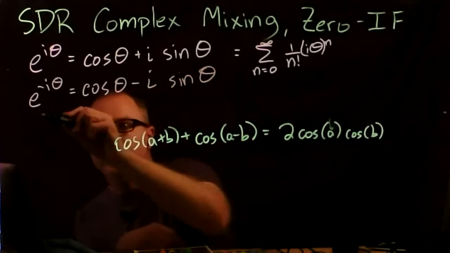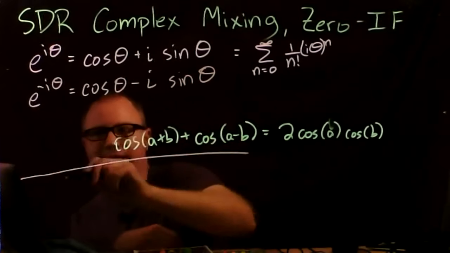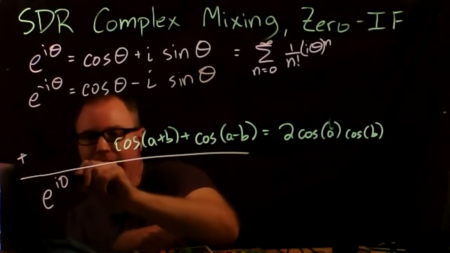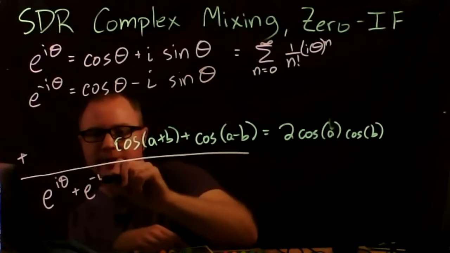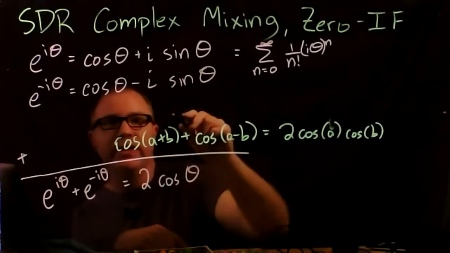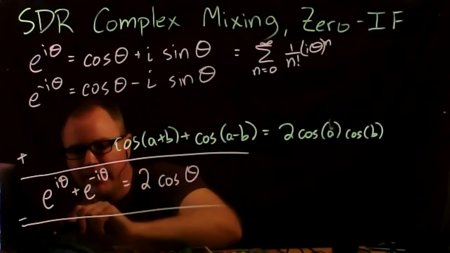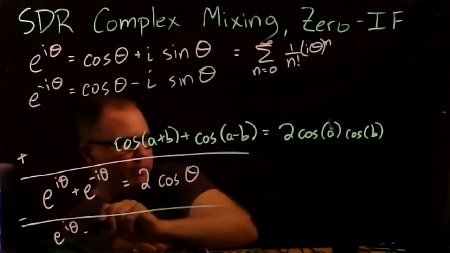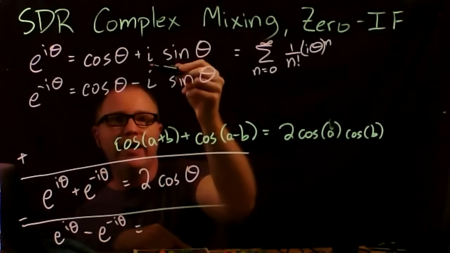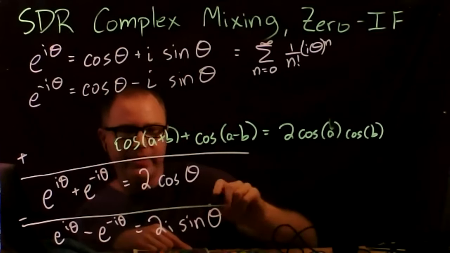And if I added these two things together, let me do this down here. So if I add these two equations together, I get e to the i theta plus e to the minus i theta is 2 cosine of theta. And if I were to subtract the two, I would get e to the i theta minus e to the minus i theta equals, well, it's i minus i, this would be 2i sine theta.